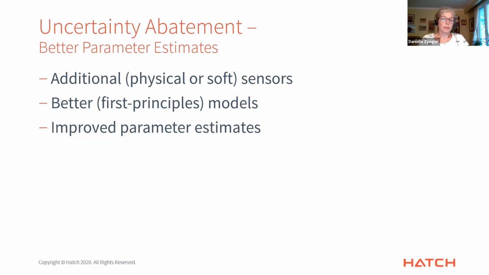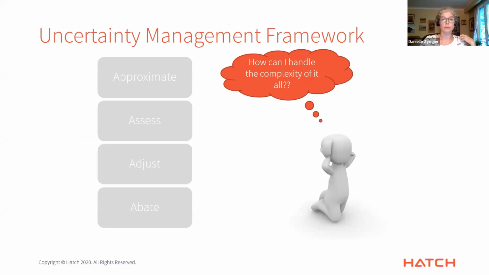So one of them is to get additional physical sensors, hardware, if they don't exist, or if they're very expensive, you can think of developing soft sensors, maybe machine learning models, to get better estimates of the system variables. The other approach is to get better, more descriptive first principles models, and to improve your parameter estimates. That gets into the whole field of design of experiments. How do you properly estimate the parameters that you put into those models?